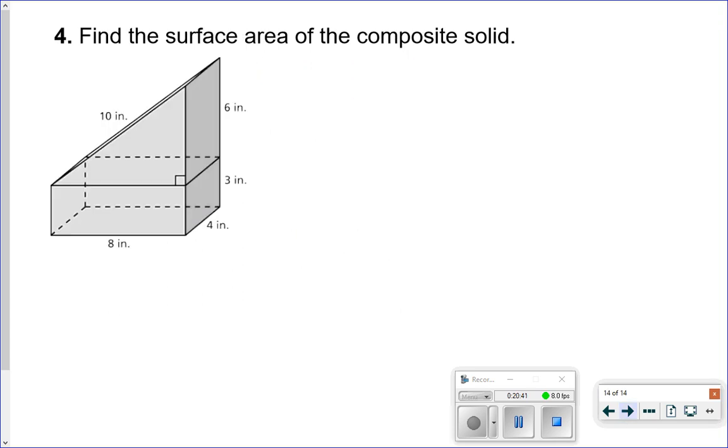Okay, our last one here. This one's a little tricky because it's actually not a pyramid on the top. It's a triangular prism. So we're going to do the same idea. We're going to look at all of the different shapes and add them all together. So I've got a rectangular prism and a triangular prism. I'm going to start with the rectangular prism first.